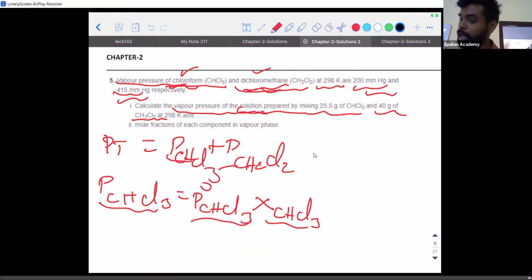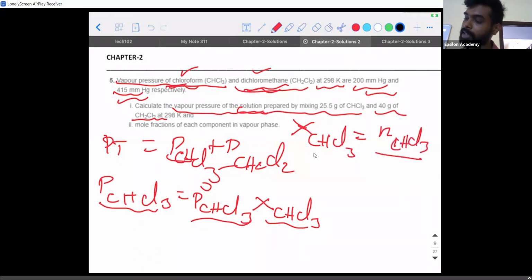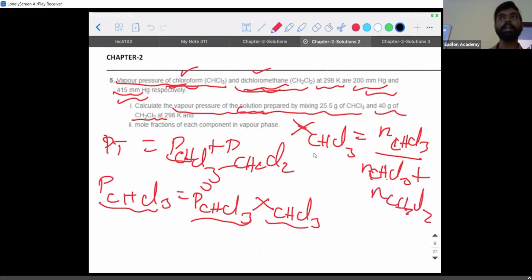What is the formula? X of CHCl3 will be equal to number of moles of CHCl3 divided by number of moles of CHCl3 plus number of moles of CH2Cl2. Okay, and we just saw, just at the start of the class, how to calculate the number of moles, right?